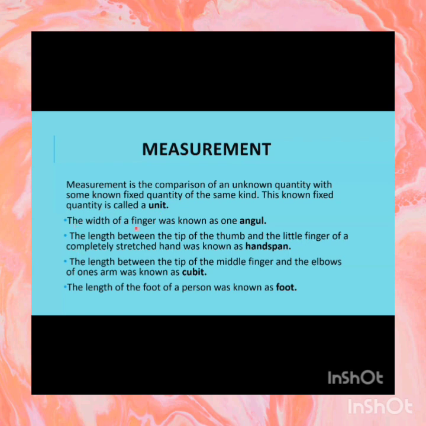The width of a finger was known as 1 angul. The length between the tip of the thumb and the little finger of a completely stretched hand was known as hand span. The length between the tip of the middle finger and the elbow of one's arm was known as cubit. The length of the foot of a person was known as foot.